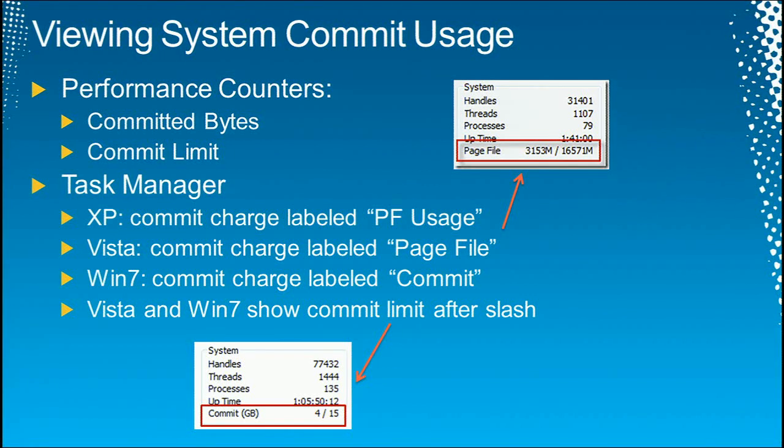In XP, the commit charge was labeled PF usage. In Vista, they expanded the PF to page file usage. In Win 7, they changed it to commit, and they show the commit limit after the slash. They don't even label it, just assume that you know what that is. Commit is getting better, but it's still a pretty poor name for it. It's really system commit, not commit, and it really should have the limit called out explicitly.